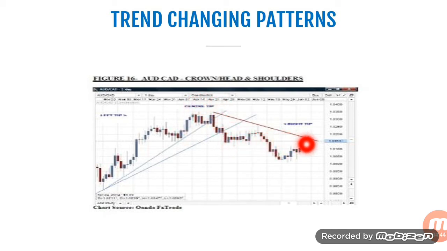And then as it transitions towards the new trend direction, it will form a third setup, which will be the first setup as part of the new trend direction, which we will call the right tip or the right shoulder of the formation. This right shoulder or the right hip would also be the area where we would enter the market to take advantage of this new trend direction.